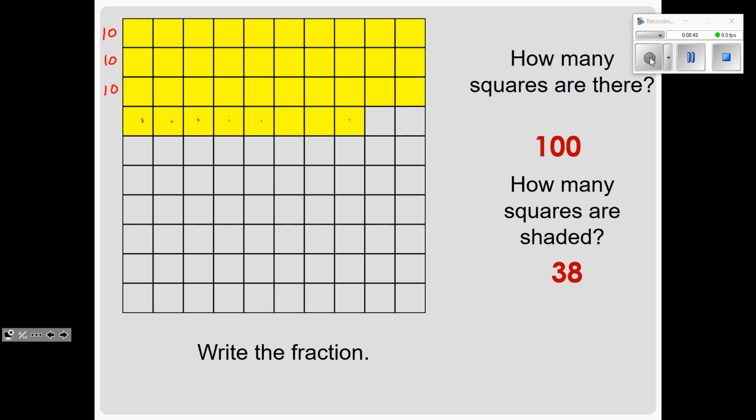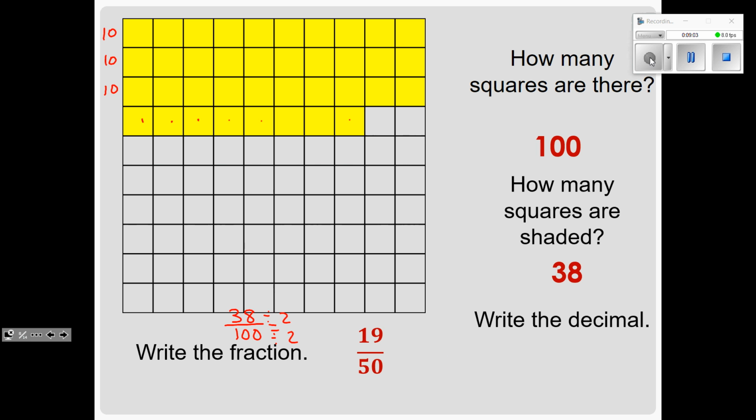Okay, now the question is, so what is the fraction? Well, there's 100 squares altogether, and there were 38 shaded, so we know it's 38 100ths. And then we've learned that when we write a fraction, we always simplify it. Both of these numbers are divisible by 2. And so when you divide both of those by 2, you would get 19/50.